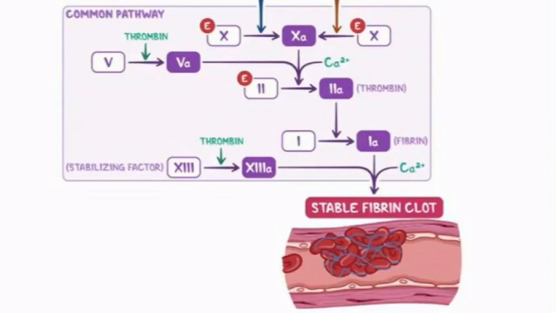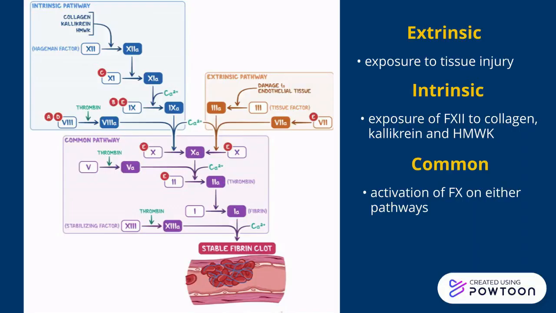The common pathway begins when factor 10A, 5A, and calcium bind together, forming a prothrombinase complex. The prothrombinase complex then activates prothrombin or factor 2 into thrombin factor 2A. Next, thrombin cleaves fibrinogen or factor 1 into fibrin or factor 1A, forming now your clot. Afterwards, thrombin cleaves the stabilizing factor into 13A. Factor 13A binds with calcium to then create fibrin crosslinks to stabilize the clot.